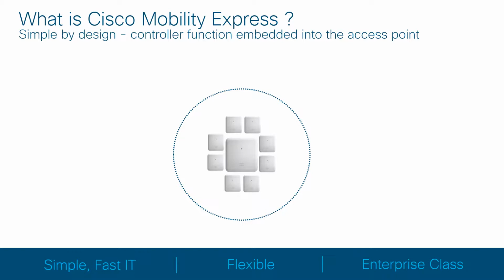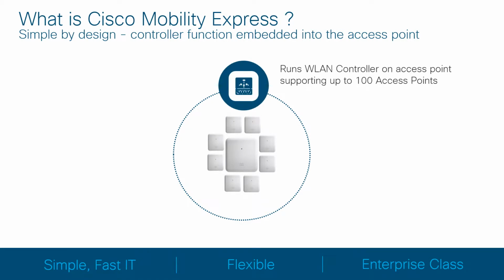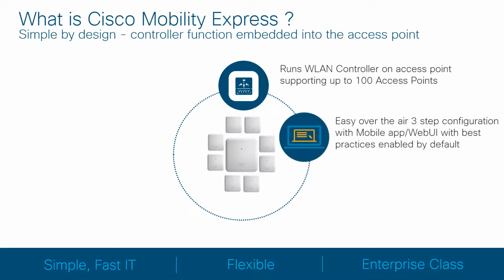Cisco Mobility Express has many features. Consider mentioning these key points as you talk with your customer to help them understand Mobility Express's strengths and advantages. It runs the wireless LAN controller on the access points and can serve small and medium businesses of all sizes with its ability to support up to 100 APs and 2,000 clients. It is deployed in under 10 minutes with an easy 3-step over-the-air configuration wizard. It has best practices enabled by default, so small and medium-sized businesses can focus on achieving their business outcomes rather than worrying about their network.